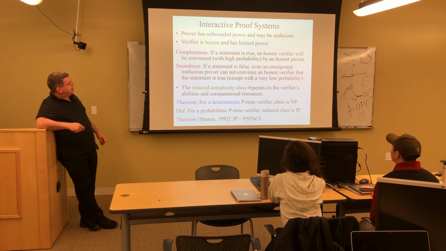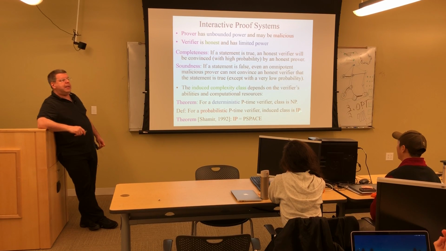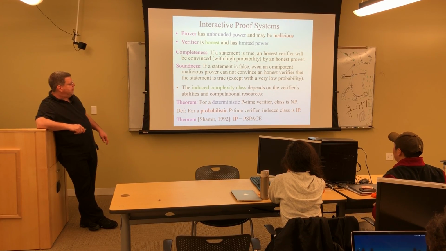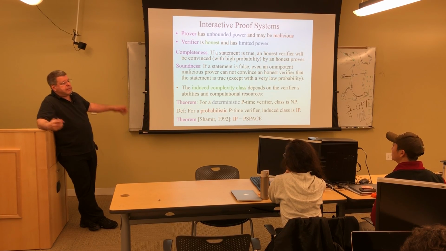So the induced complexity class also depends on the verifier's abilities and computational resources. For a deterministic polynomial time verifier, the class is NP. But for a probabilistic polynomial time verifier, if the verifier has access to random bits themselves, through randomness, the induced class is called IP, interactive proofs. And in 1992, Adi Shamir, the S in RSA, that Adi Shamir, proved that IP is equal to PSPACE. In other words, you can do this for every problem in PSPACE, as long as the verifier has probabilistic capability as well. But if the verifier is only polynomial time deterministic, the class is still all of NP, which is a lot.